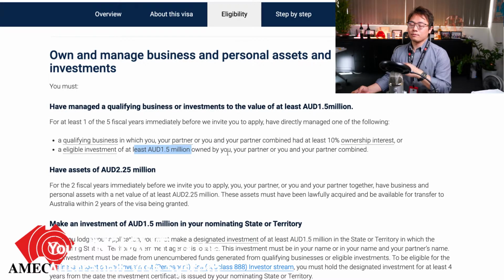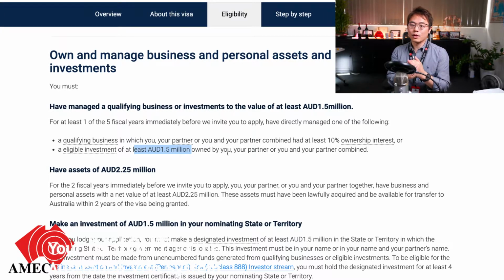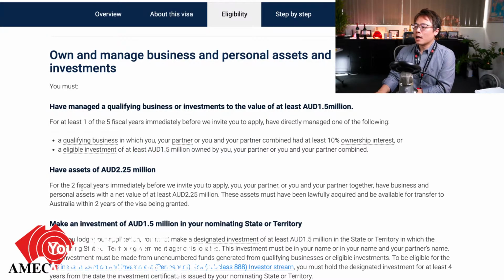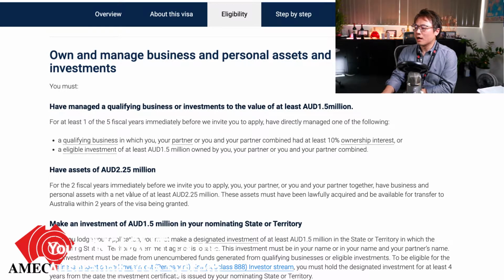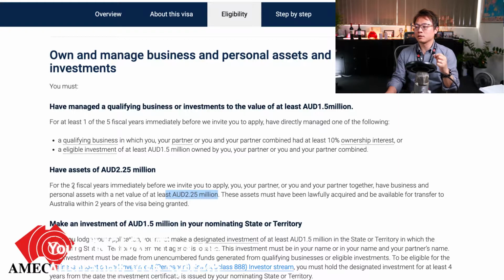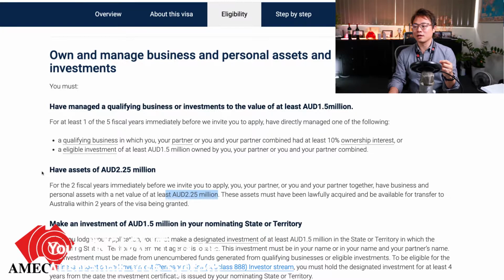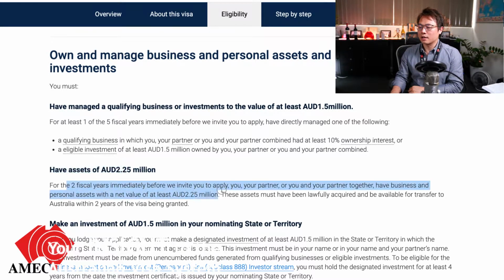Okay, so that can be in stock, bond, cash, or real estate property, and that generates rental investments or rental incomes. Okay, now having the asset is between you and your partner altogether. It has to be above $2.25 million for the past 2 years. Now that including your own residential property. So that your own residential property cannot be counted as an eligible investment, but can be counted as asset. Pretty obvious, and that has to be there at least 2 years.